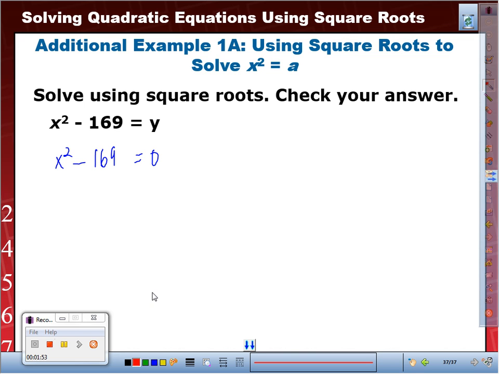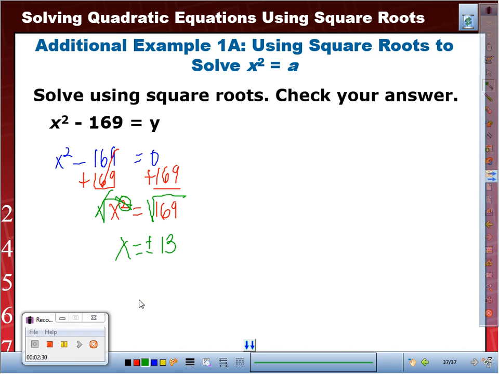Now, at that point, we're going to use the 2 steps that we wrote down. Step 1, isolate the variable. We need to leave x by itself. I need to get rid of this, so I need to add 169 to each side. We're left with x squared equals 169. So now we're going to use inverse operations. What is the inverse of a square? Square root. Whatever we do to one side, we do to the other. This cancels this. x equals plus or minus 13.